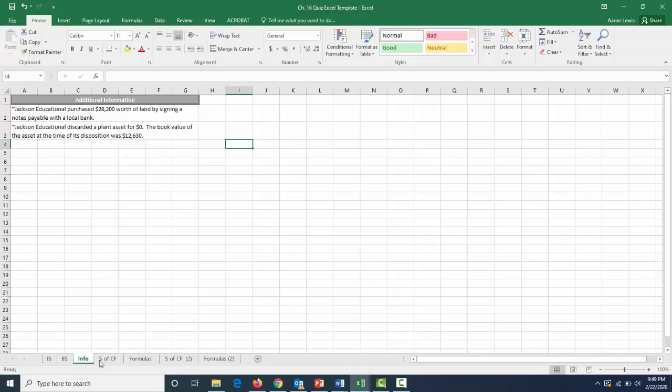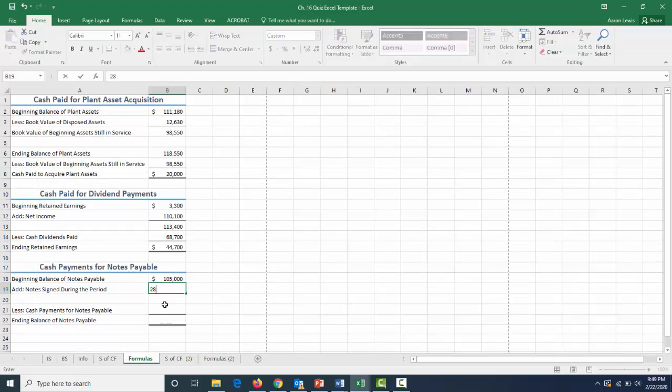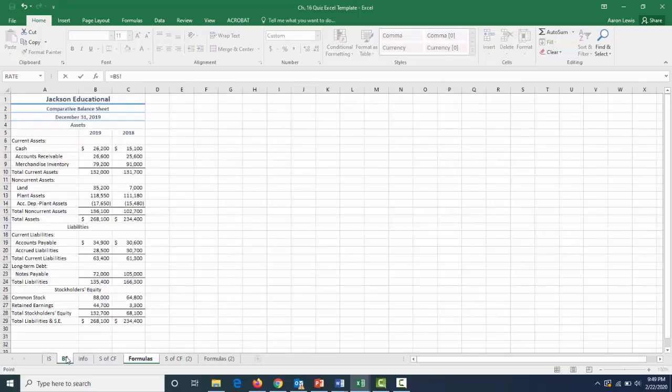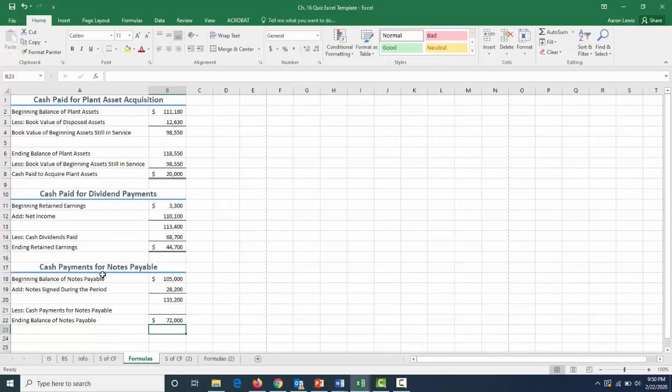So let's go back to our formula and add in that $28,200, which means at some point we could have had $133,200 worth of notes outstanding, but that's not what we ended up with. What we ended up with is our ending balance of notes payable. If we go back to the balance sheet and find notes payable, we only ended up with a $72,000 balance that we owed at the same period.